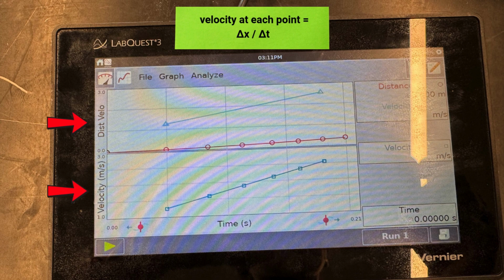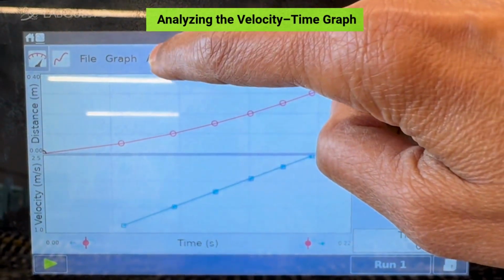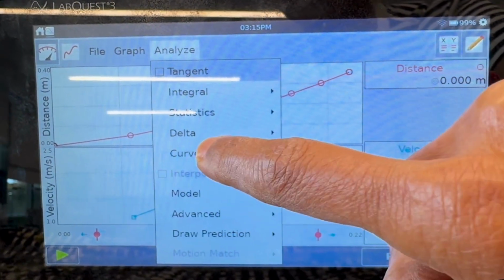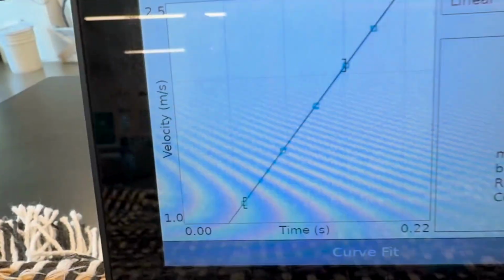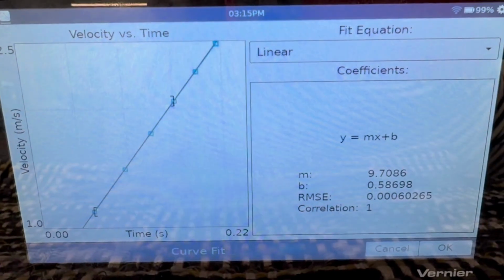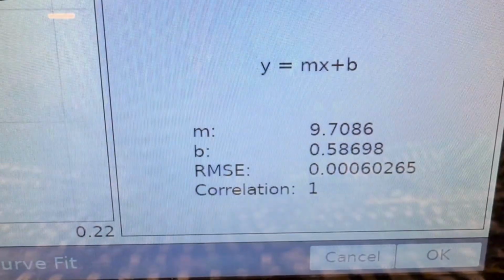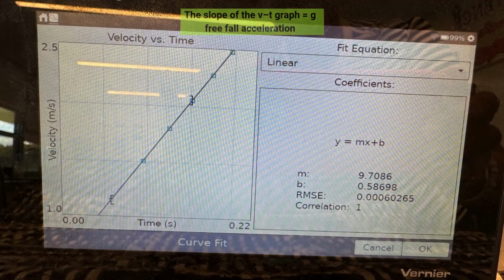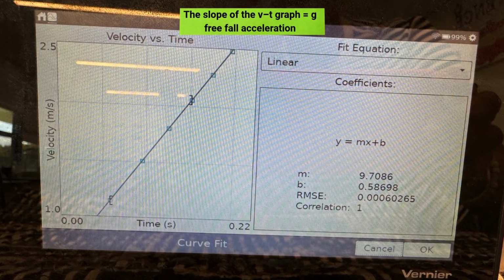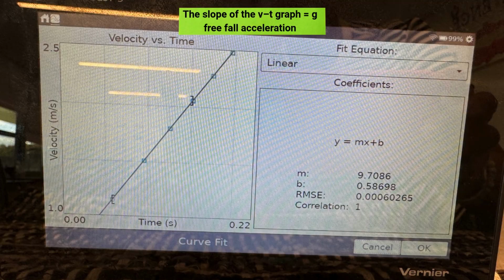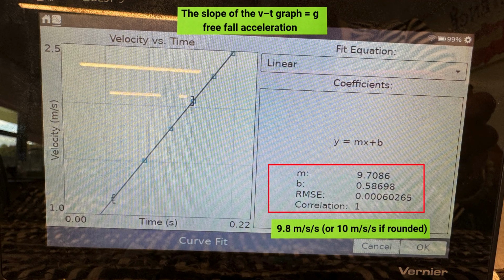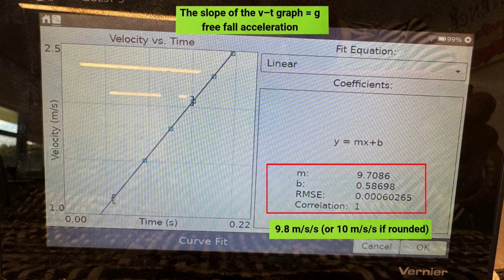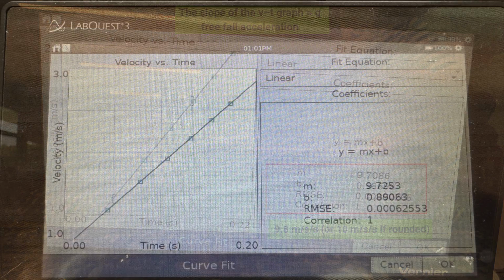Analyzing the velocity time graph. Here is our velocity time graph. We click Analyze and then Curve Fit to get the equation of the straight line y equals mx plus b, where m is the slope. The slope of the v-t graph represents g, the free fall acceleration due to gravity alone. Our measured result here, about 9.7 meters per second squared, is very close to the expected value of 9.8 meters per second squared, or 10 meters per second squared if rounded.